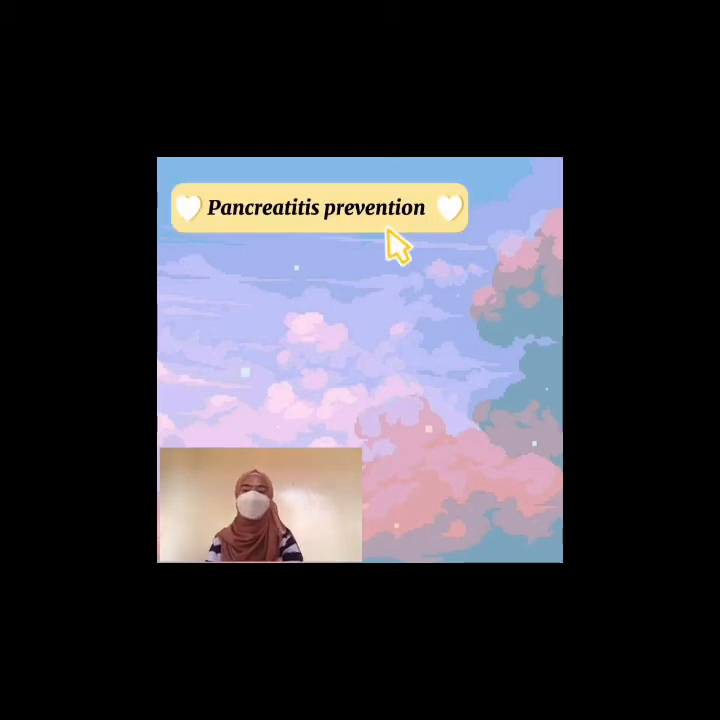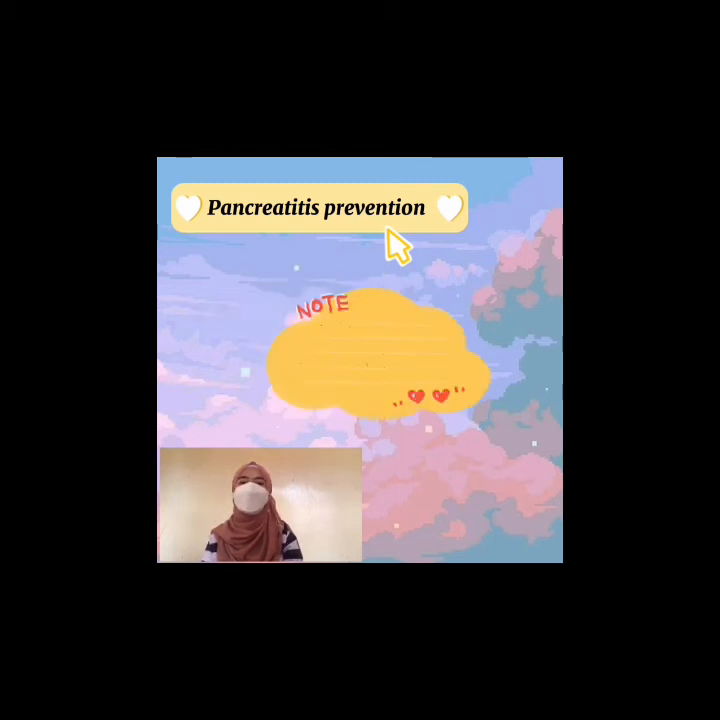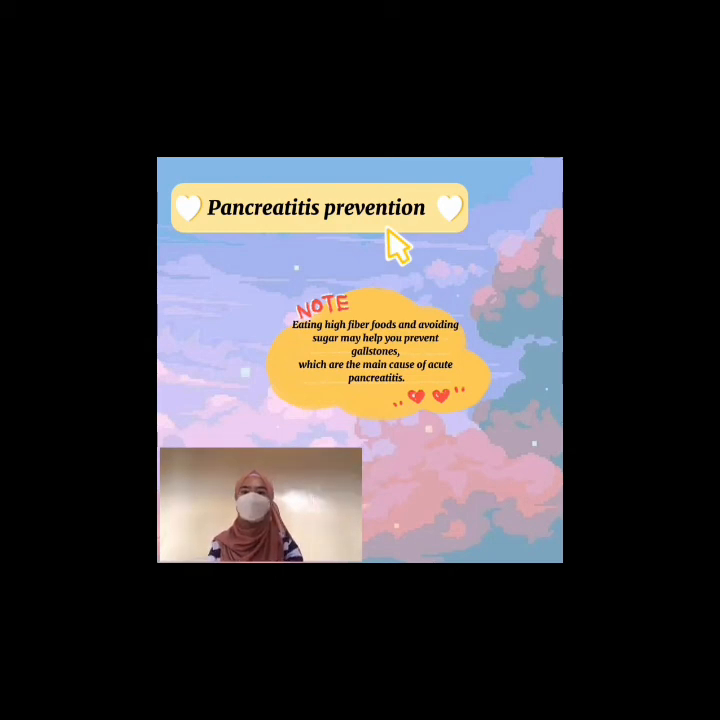So, pancreatitis prevention. Depending on the cause, you may not be able to prevent pancreatitis. Still, there are several things you can do to reduce your risk, like limiting alcohol use, stopping smoking, maintaining a moderate weight, and eating a balanced diet. Eating high-fiber foods and avoiding sugar may also help you prevent gallstones, which are the main cause of acute pancreatitis. So that's all for pancreatitis.